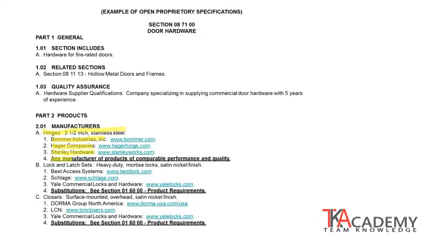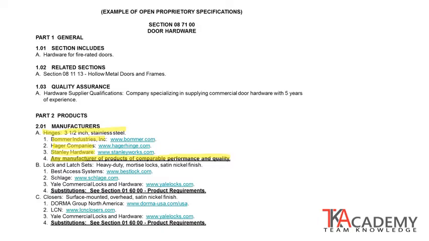And then also a phrase that says here, any manufacturer of products comparable in performance and quality. So what this statement says is that the contractor can provide anything that is of equal quality to these 3 different manufacturers. It does not need to get prior approval.